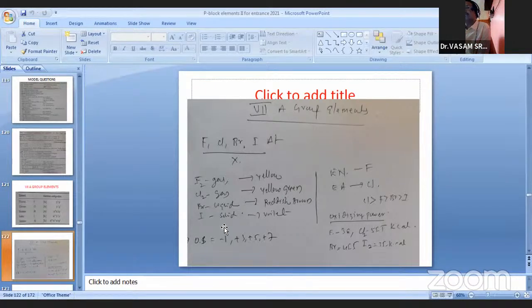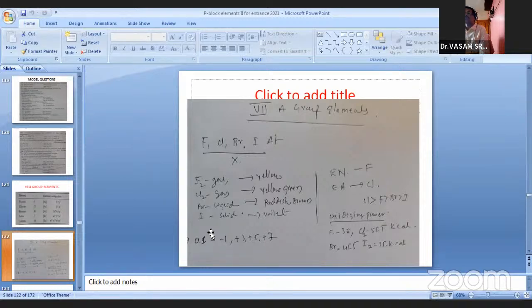And astatine is unstable and can exhibit radioactivity. The first four are in the diatomic state and the last one is in the monoatomic state. The atomicity of the first four is 2 and the last one's atomicity is 1. So the electronic configuration is ns2np5. To reach the octet configuration, only one electron is required.